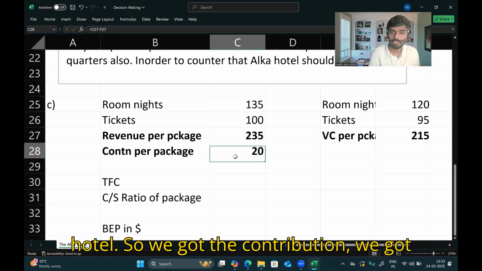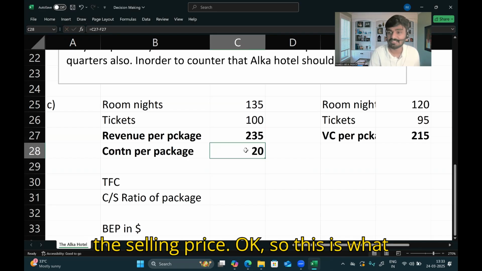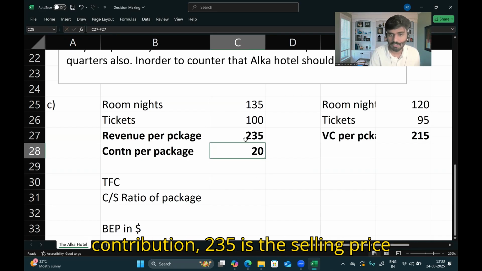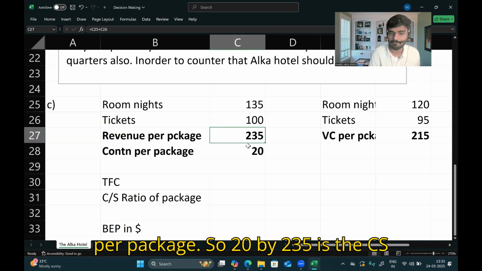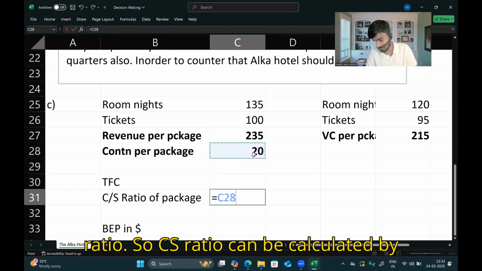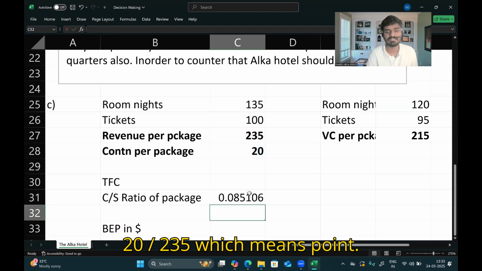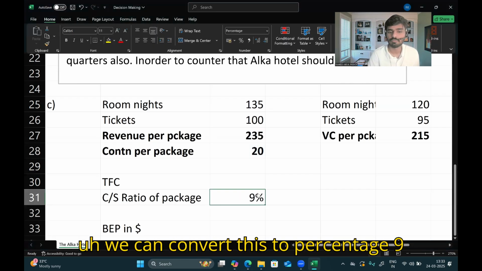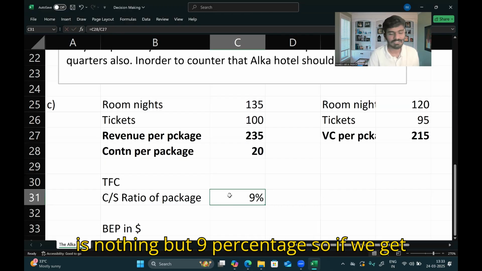Okay. So we got the contribution, we got the selling price. This is what is called the CS ratio. 20 is the contribution, 235 is the selling price per package. So the CS ratio can be calculated by 20 divided by 235, which we can convert to a percentage. 9% is the CS ratio.